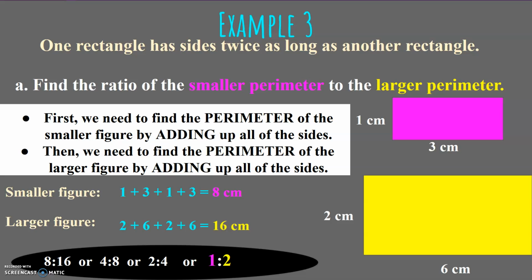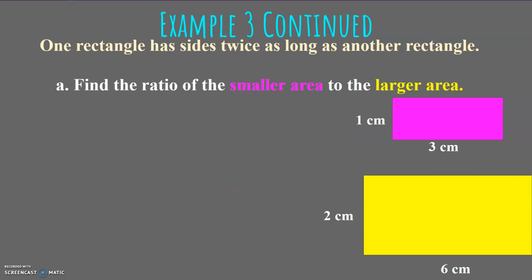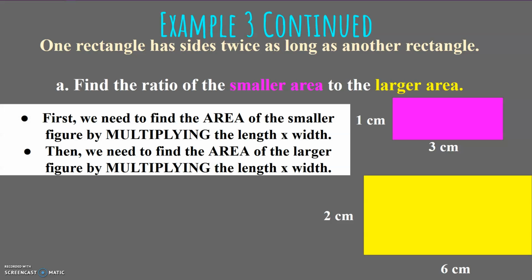Now, let's look at area. Find the ratio of the smaller area to the larger area. Now, the first thing we need to do is find the area. We're dealing with rectangles, so the area of a rectangle is length times width. Let's find the area of the smaller figure. 1 times 3 is 3. Larger figure, 2 times 6 is 12.